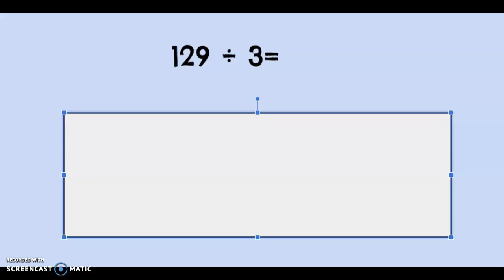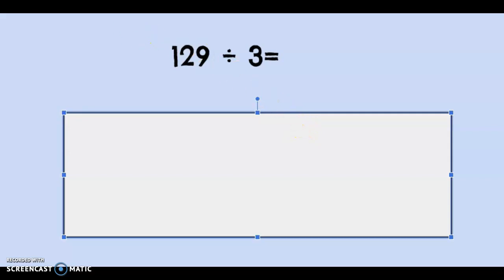When using the open array to divide, we want to think about what we know already, and we want to think about factors of numbers that we know. We also are going to be using the distributive property. So one of the things I know about 129 is that this whole box is 129. And I want to break it into arrays that I know.